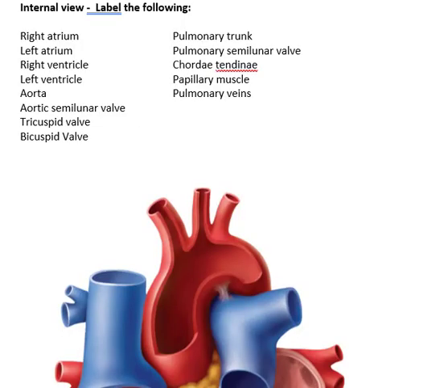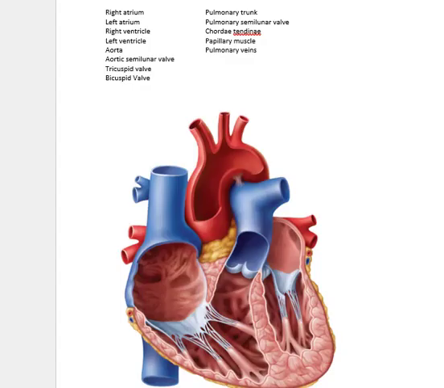After you've learned those 10 things on the external view of the heart, look at the next page, and here are the things that they want you to know once you cut the heart open and look on the inside. So here's your internal view. Here's the right atrium, and there's the left atrium over here. You see it right there.